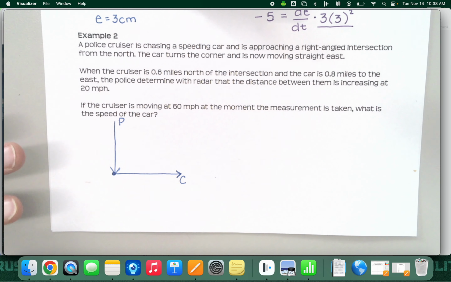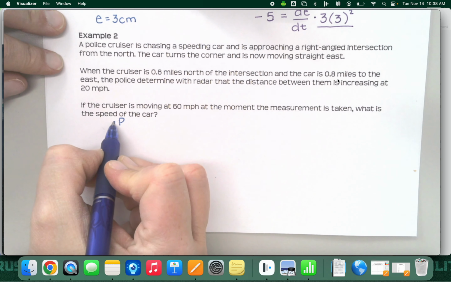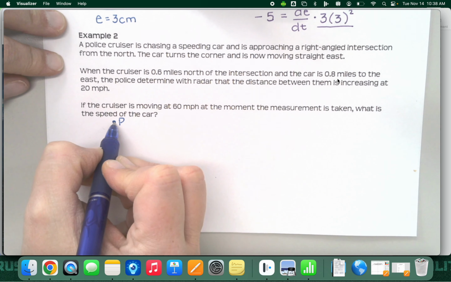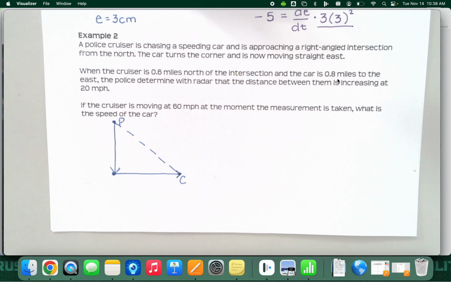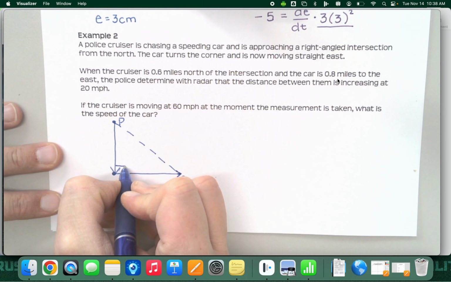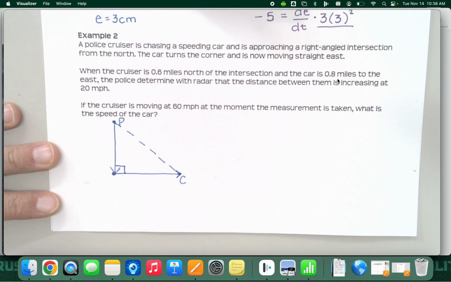Reading through this problem, and I'm going to start throwing some numbers in just a minute, but I want you to notice that at some point they use radar to determine the distance between them. So before I even put numbers on my picture, the distance between the police cruiser and the car is here along this hypotenuse. Okay, so we're going to have three variables in play here. We have a length here, a length here, and a length here. This is going to involve the Pythagorean theorem, because I have a right angle here.